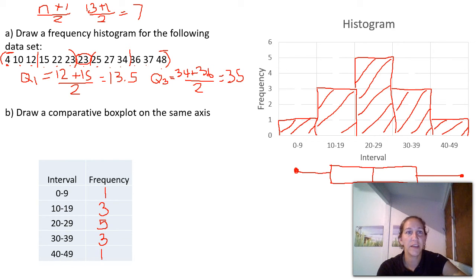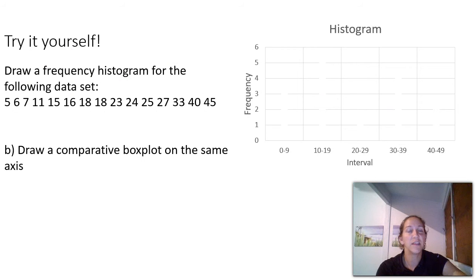Okay, so we're going to try another example now. And I'd like you to try it yourself before we go over the answer together. So just pause your video now and have a go. Okay, so starting up again.